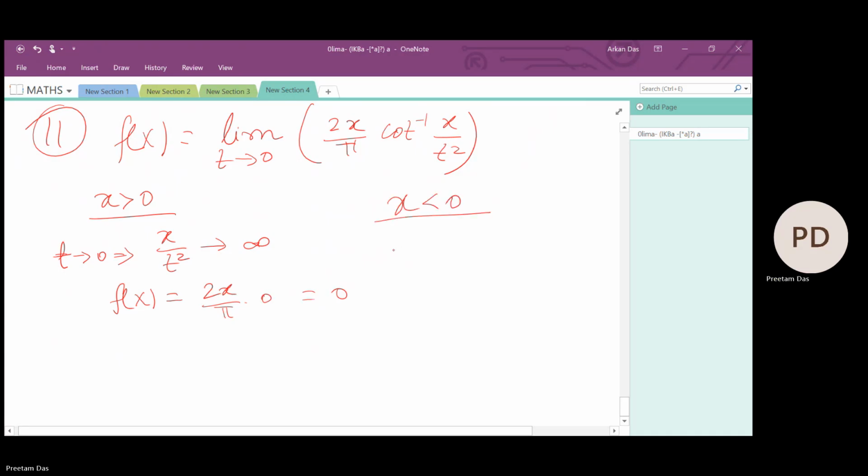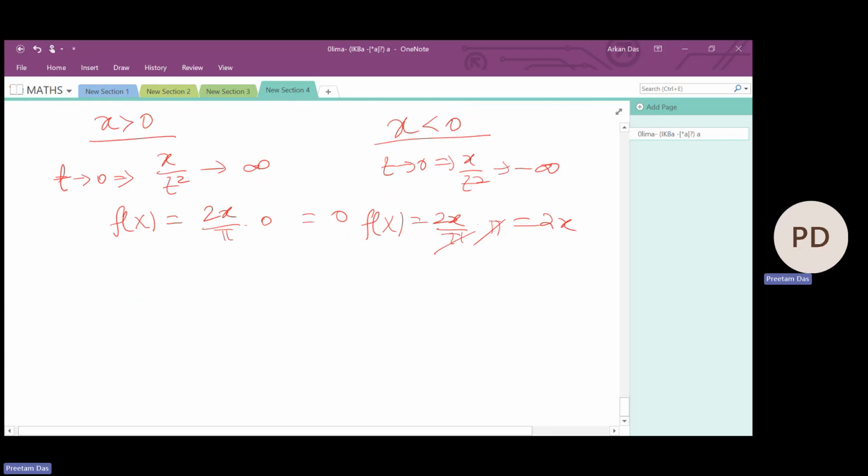Then x by t square will go to minus infinity. So what will fx become in that case? It will be 2x by pi divided by 2x by pi times pi. So 2x. So fx is 0 for x positive and fx is 2x for x negative. So how will the graph look? For positive x, it is 0. So like this. And for negative x, it is 2x. So here somewhere. Okay, which option matches this? C.